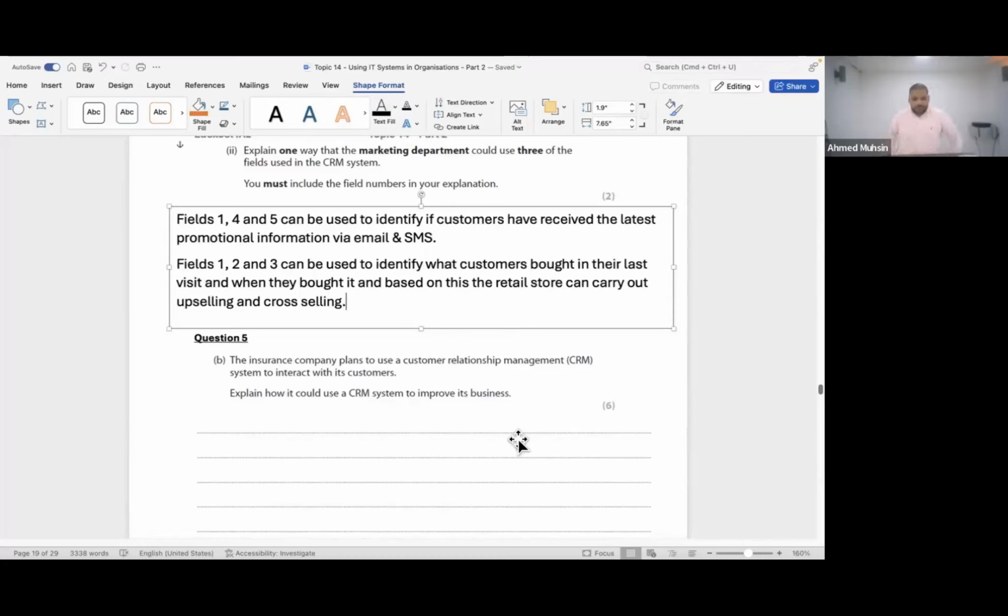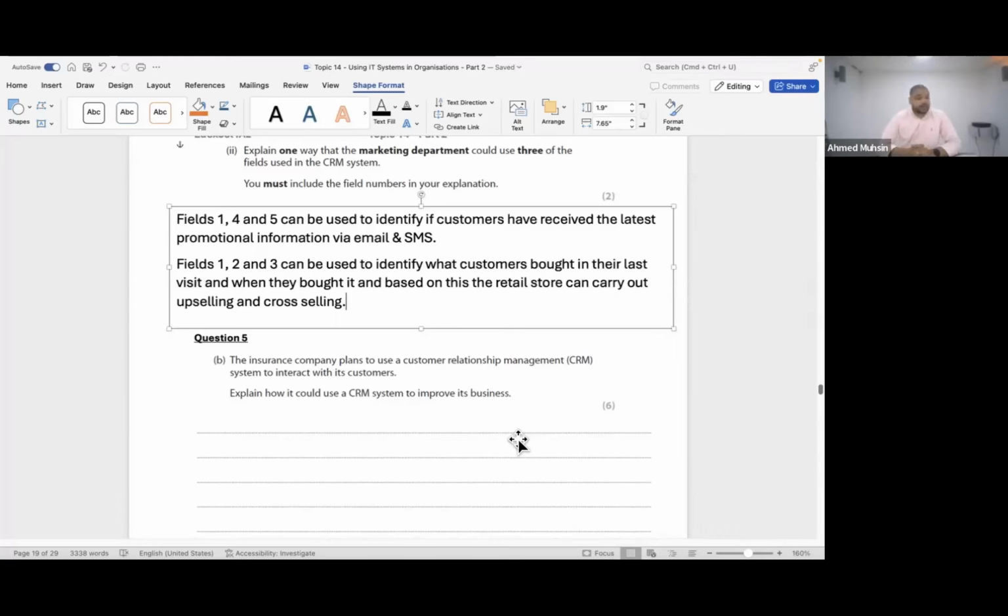Right, let's do, guys, a 6-marker question. If you all can give me 3 points, then I can start writing it. The insurance company plans to use a CRM to interact with its customers. We're talking about an insurance company. Explain how it could use a CRM to improve its business.